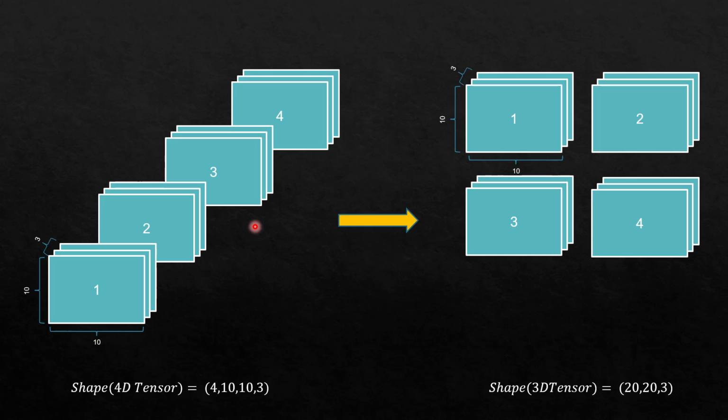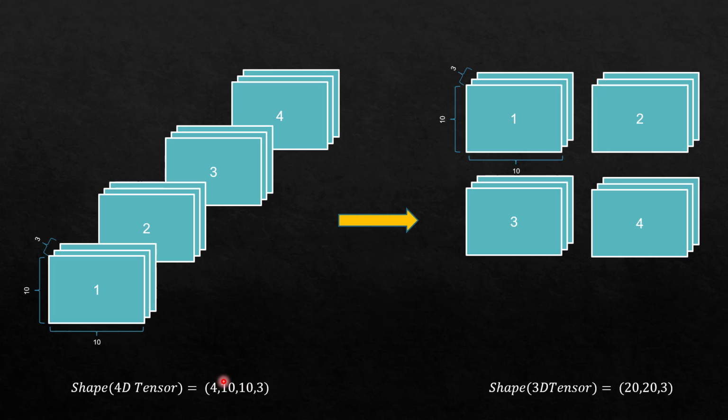But before that, let us first reason it through, because we need to reach 20 by 20 by 3. If we can play around with these numbers and somehow get 20, we will be able to do the reshape, correct? Because as we have seen, we can combine or divide adjacent axes. But from these numbers, 4, 10 and 3, nowhere can we get 20.